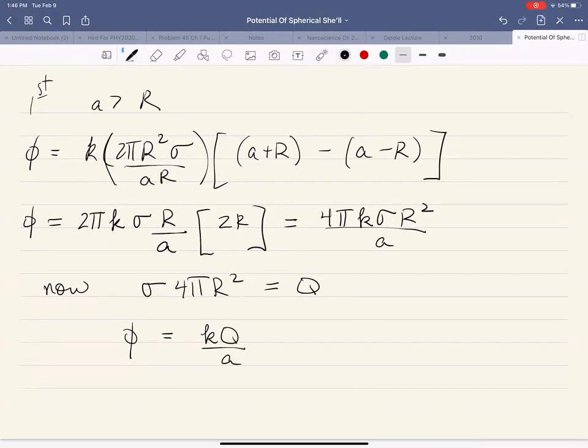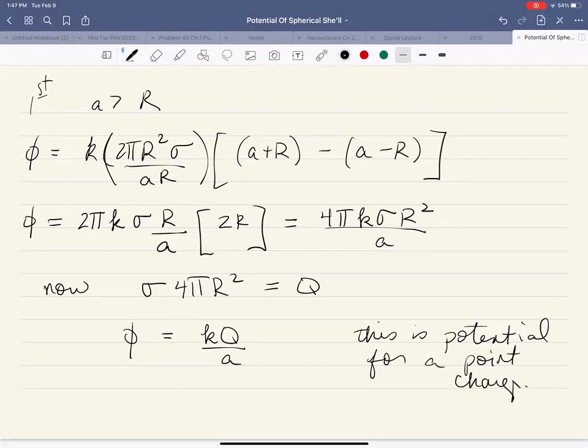Okay, well, if you've been paying attention at all in potential, then this is the potential for a point charge. Yay. Way to go, okay? And I bet you're thinking to yourself, we went through all that to derive the potential for a point charge. Yes, yes, we did. But at least now you know that it's right, okay? No, I'm just teasing. And so now let's consider the A less than R case, all right?